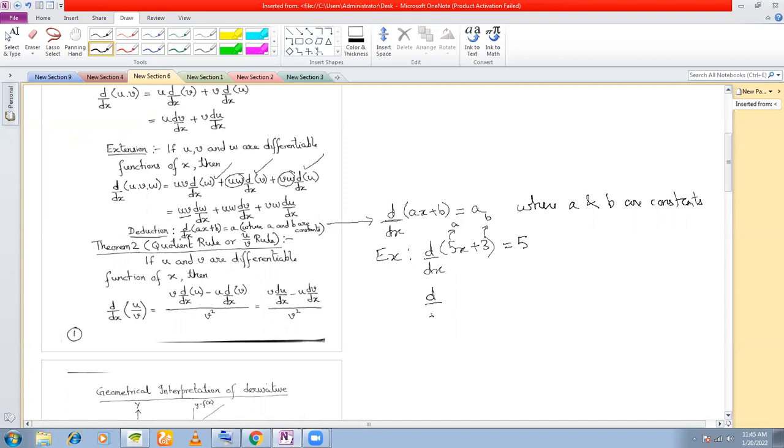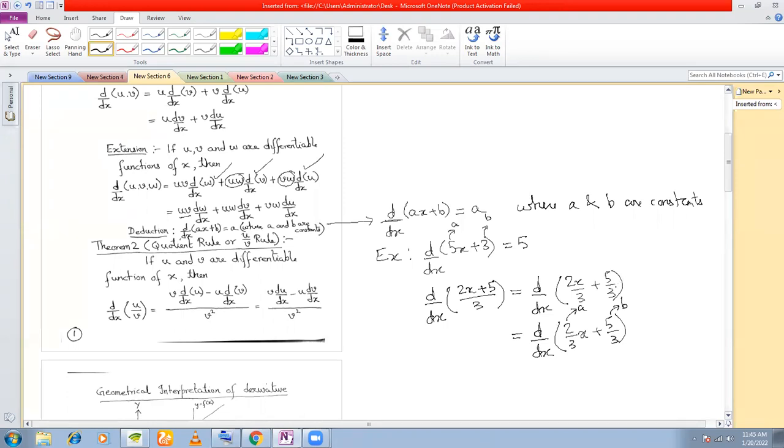Another example can be d/dx of, let's say, 2x plus 5 by 3. This polynomial is also a linear polynomial. If you want to differentiate this, you can first divide, and have 2x by 3 plus 5 by 3, right? And then what you can do is d/dx of 2 by 3 into x plus 5 by 3. So this becomes your a and this becomes your b. This is a very important technique to differentiate.